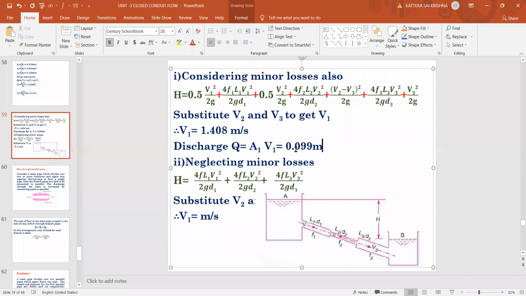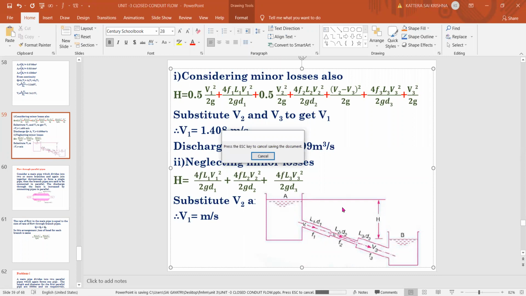What are the units, madam? Meter cube per second. Without units, if you write the answer, no use. So please remember the units also. Discharge units is meter cube per second. 0.099 meter cube per second.